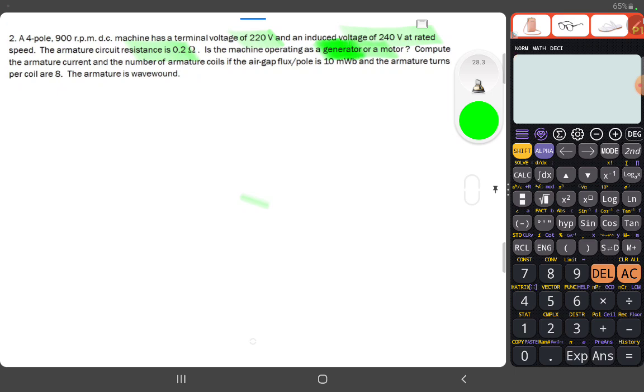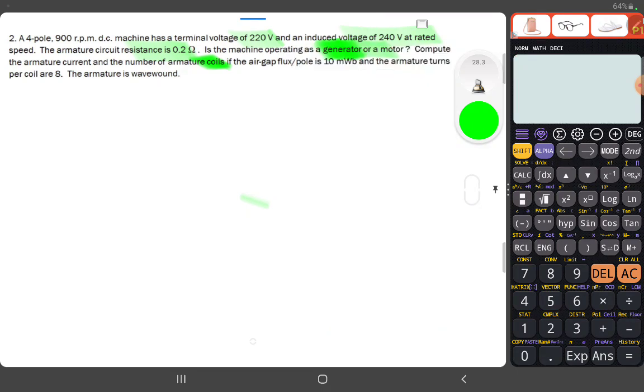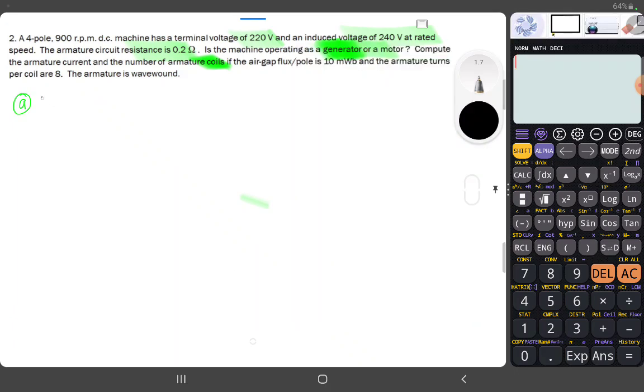Compute the armature current and the number of armature coils. Okay, armature coils, not conductors. That is the armature coils, if the air gap flux per pole is 10 milliweber and the armature turns per coil are 8. Let's answer our first question. For letter A, compute the armature current IA.